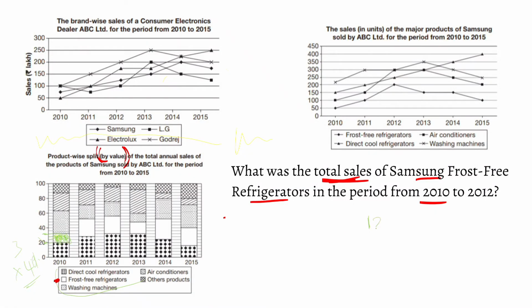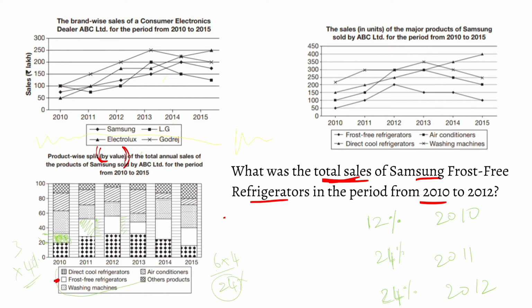Let me write it here. So 12% in 2010. What about 2011 and 2012? In 2011, let's calculate here. This is the first, this is the area now. 1, 2, 3, 4, 5, and 6. So 6 parts, and each part is of 4%. So 6 fours are 24%. So 24% is the share of the Samsung frost-free refrigerators in 2011. What about 2012? Now count the number of parts here. 1, 2, 3, 4, 5, 6. Same. So 6 parts and 4% per each part. Now it's 24%. This is the same. So this is the percentage.